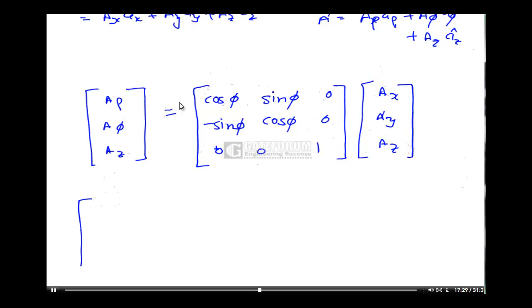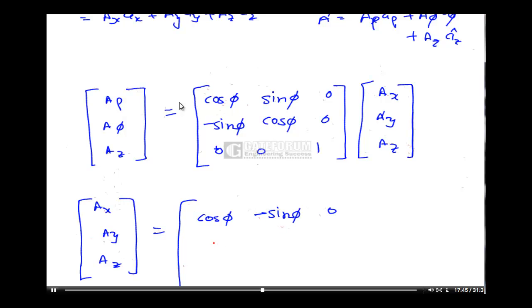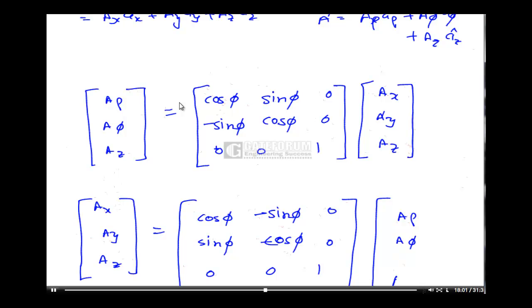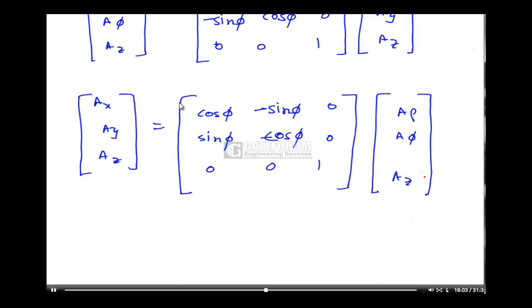Similarly, ax, ay, az is equal to the matrix cos phi, minus sin phi, 0; sin phi, cos phi, 0; 0, 0, 1, times a rho, a phi, az. So this is the conversion formula, and we can prove it very easily.